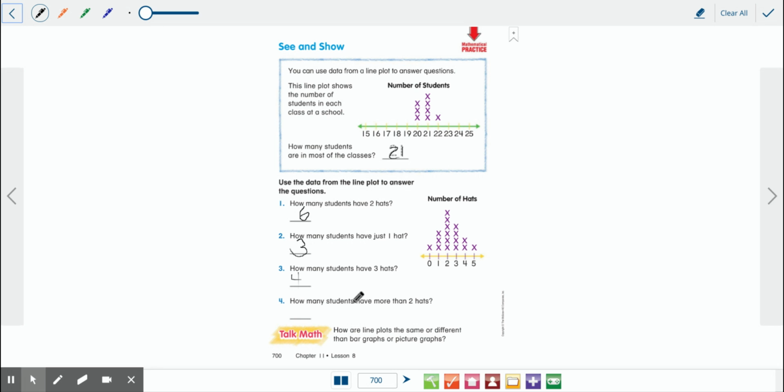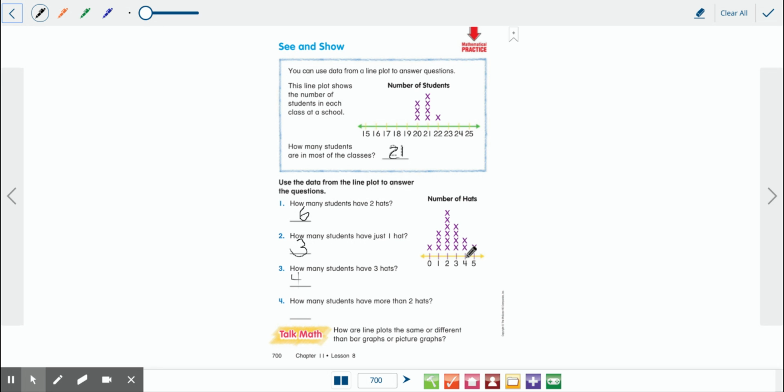And how many students have more than 2 hats? So I have to look at more than just one number for this one. Is 0 more than 2? Nope. Is 1 more than 2? No. Is 2 more than 2? No. Is 3 more than 2? Yes. So I have to count all the students in 3.